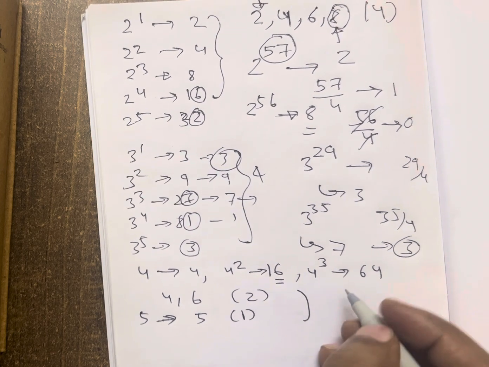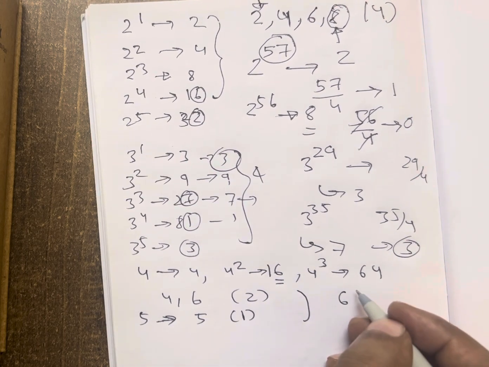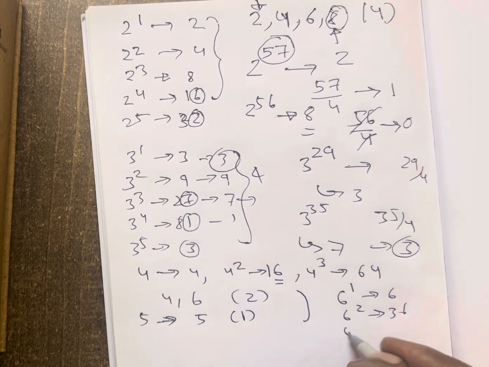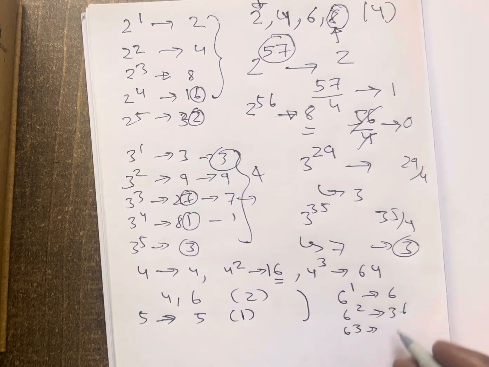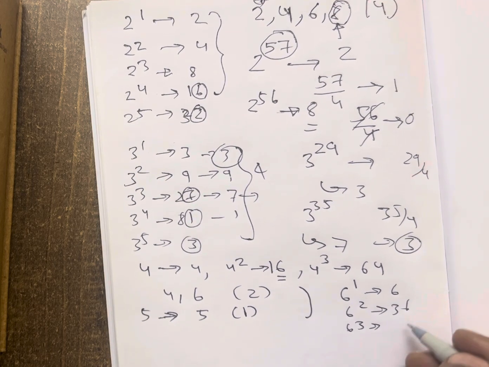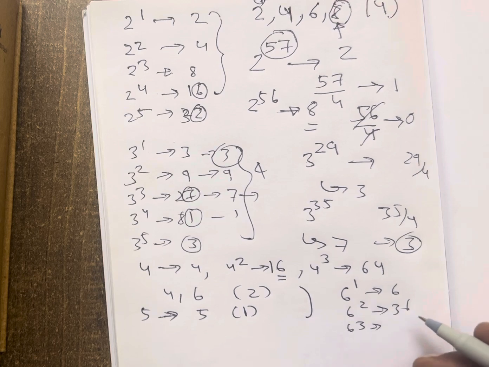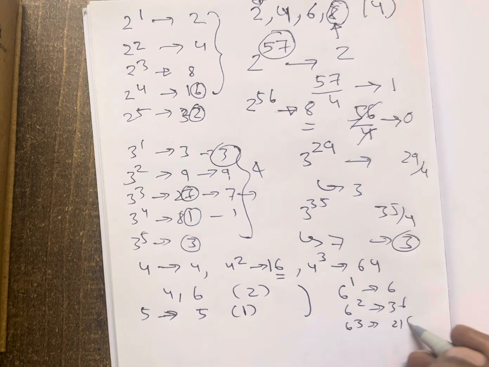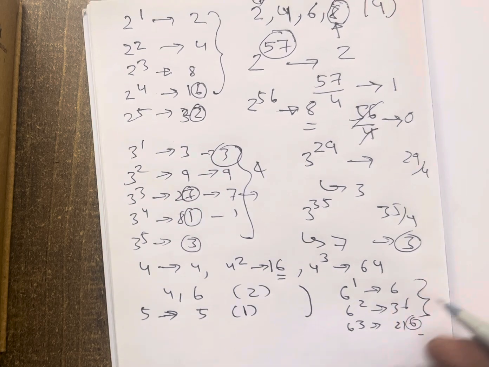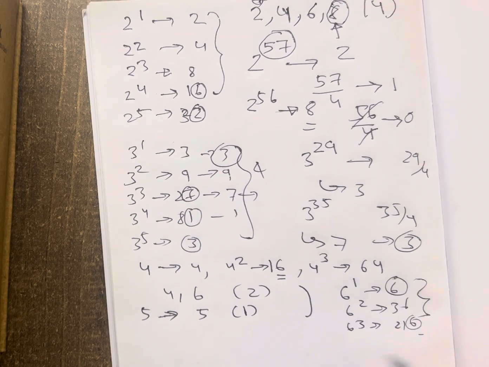For 6, 6 to the power 1 is 6, 6 to the power 2 is 36, 6 to the power 3 is, sorry, 216, so the last digit is 6. So 6 has cyclicity of 1 similar to 5, and its last digit will always be 6.